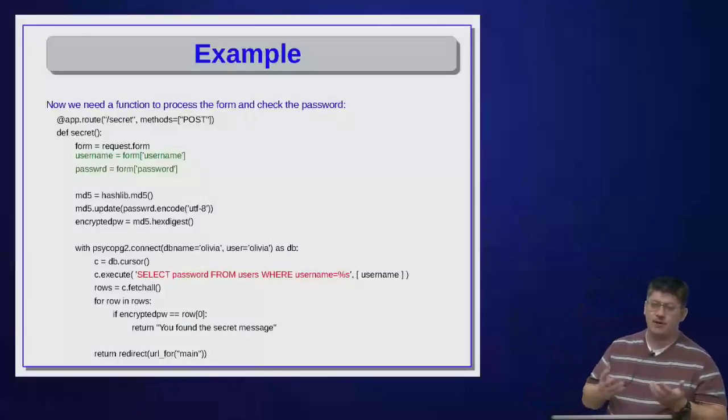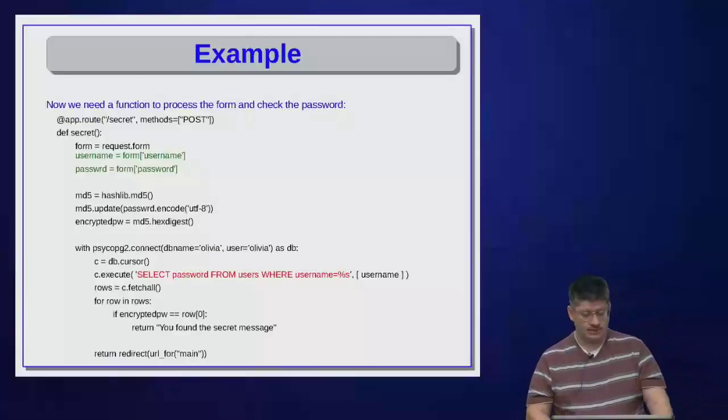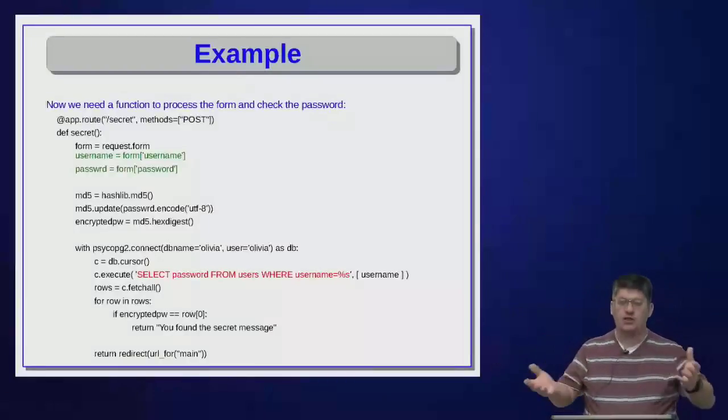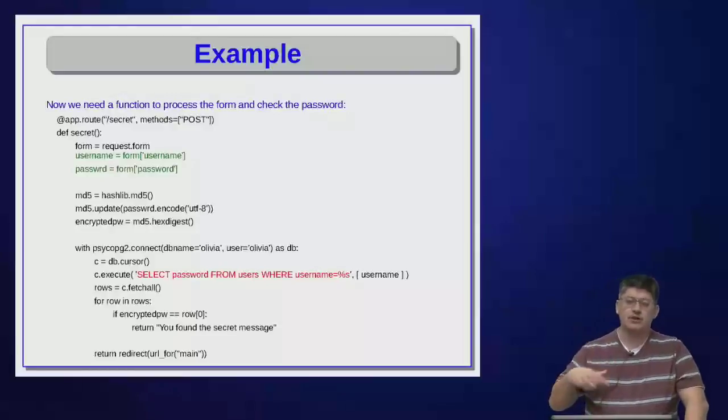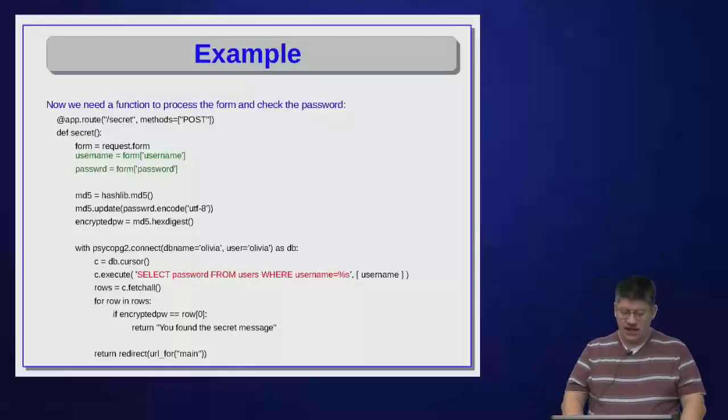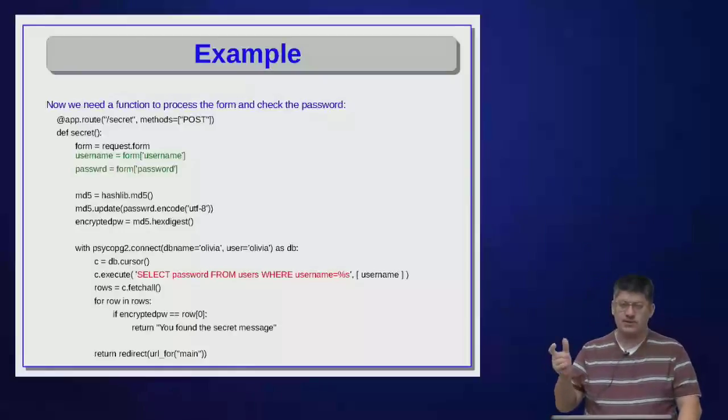Hopefully that doesn't happen. Hopefully each user has exactly one password. But either way, I'm going to fetch all of the rows, all of the passwords that matched, into a variable named rows. I'm going to loop through all the things in that list that it returned. And I'm going to check if row sub 0, that's the password for this row, is the same as my encrypted password.